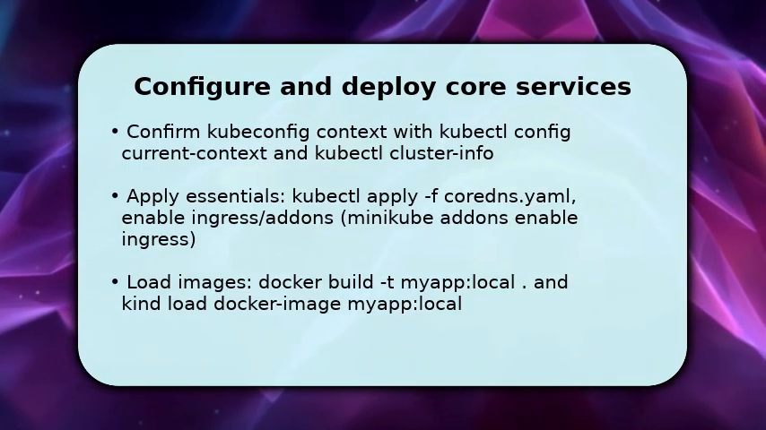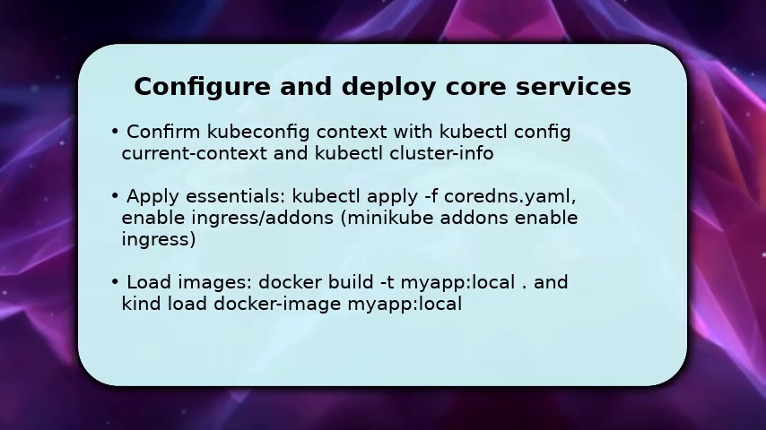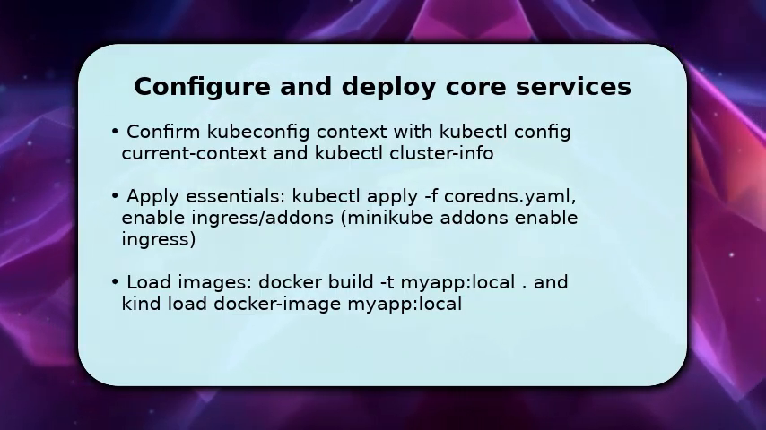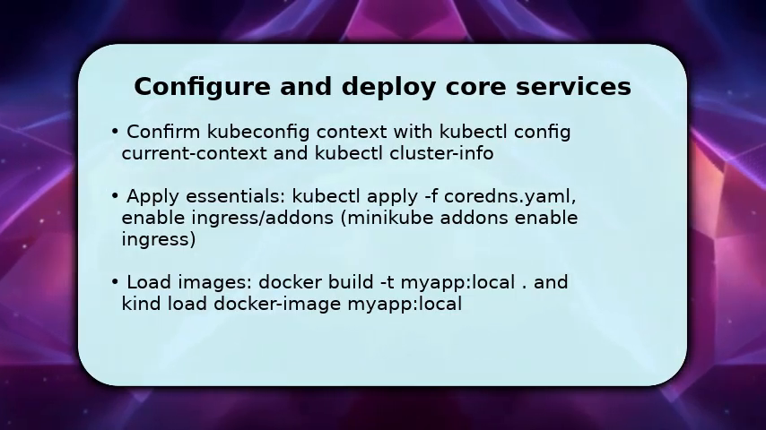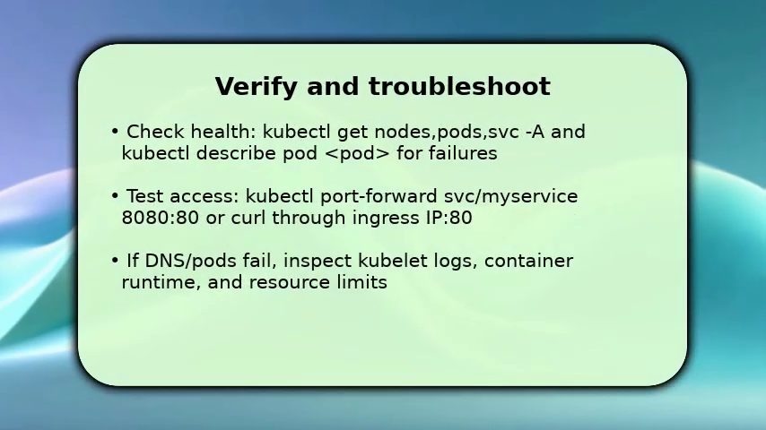Next, create a deployment and service manifest and apply it. This verifies scheduling, image pulls, and service connectivity in your local environment. You finish by validating that nodes are ready and pods are running.